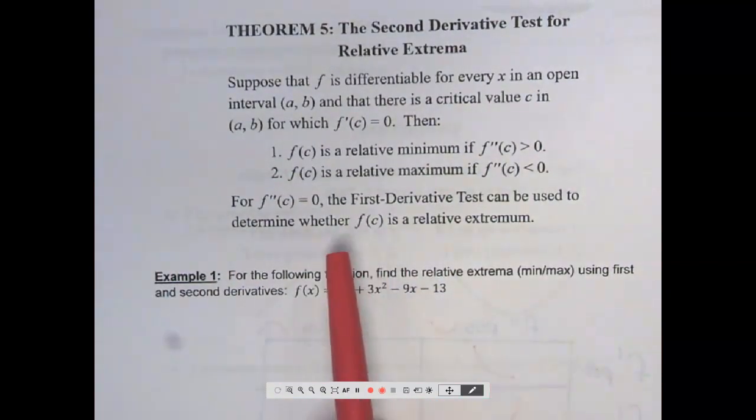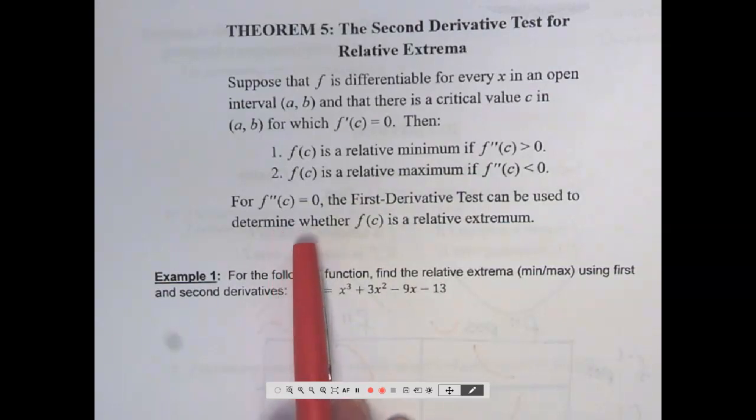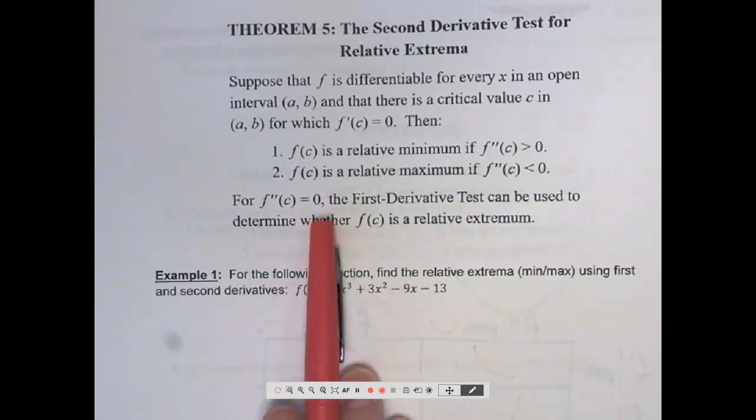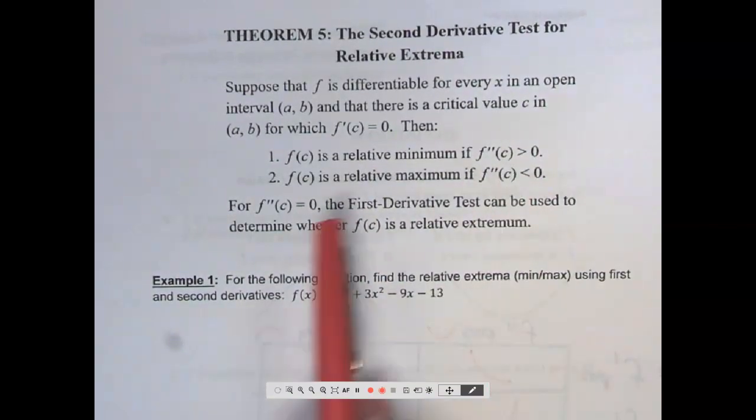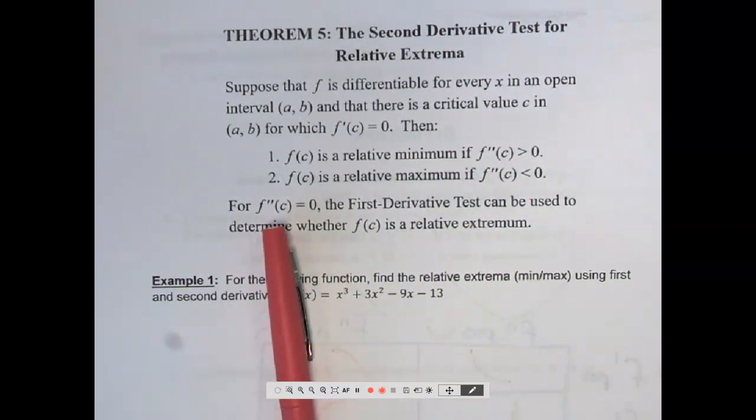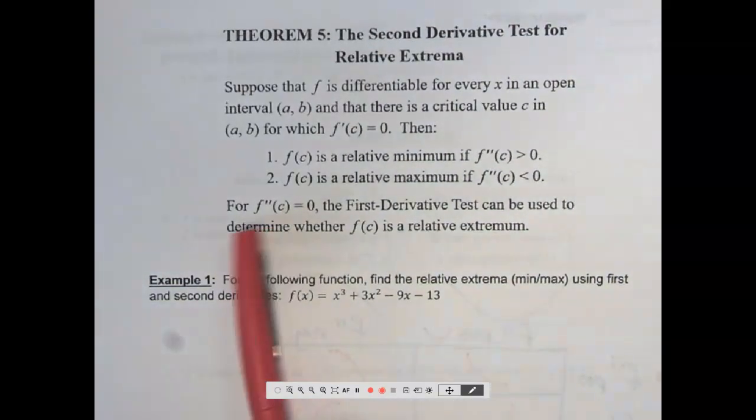Now, what about if our second derivative is zero? We talked about where it's greater than zero, less than zero. If I have a place where the second derivative is zero between those two, it just means that's where the concavity changes. Now, if concavity changes, what would that look like?